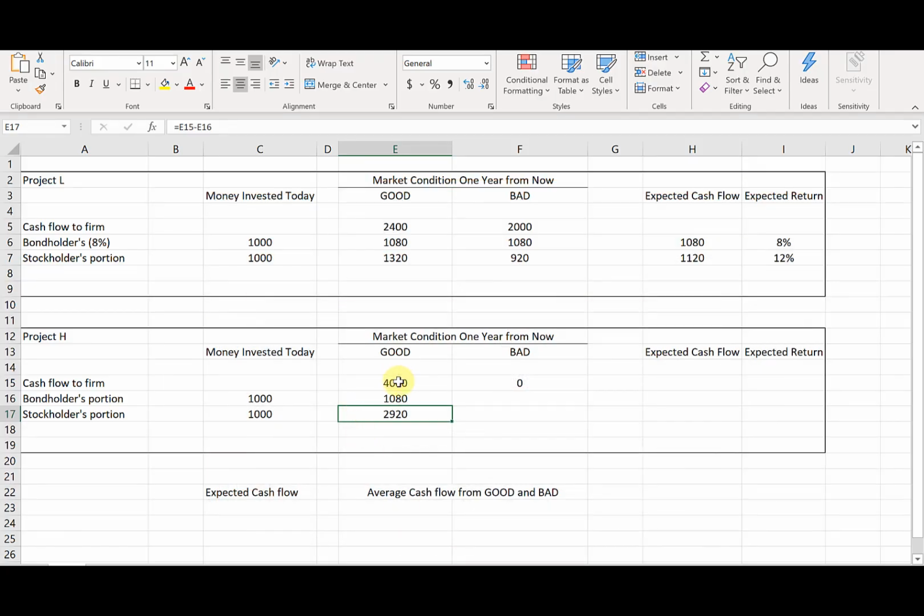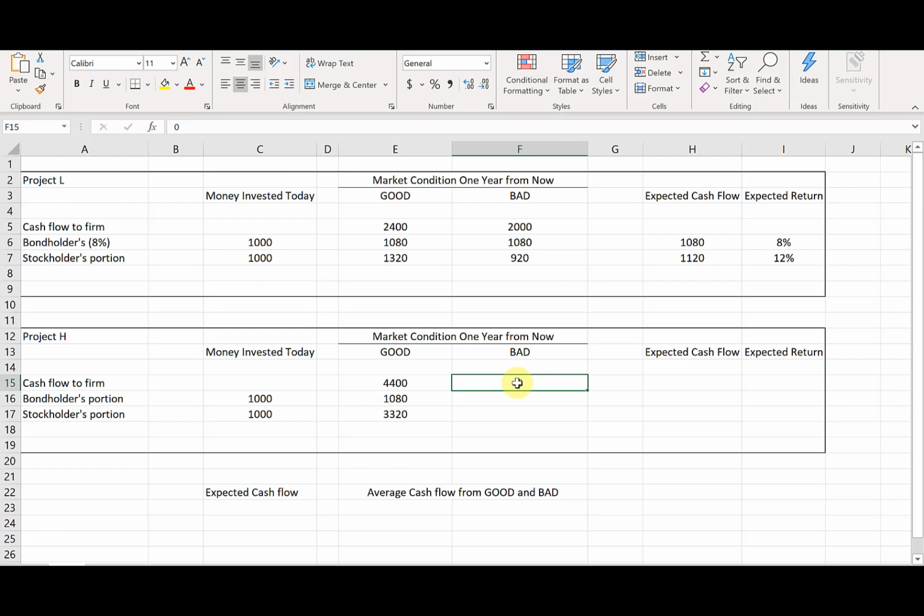I just noticed that this is not 4,000. This is 4,400. There you go. So this should be 4,400. The firm would pay the bondholders 1,080, leaving 3,320 for its stockholders.